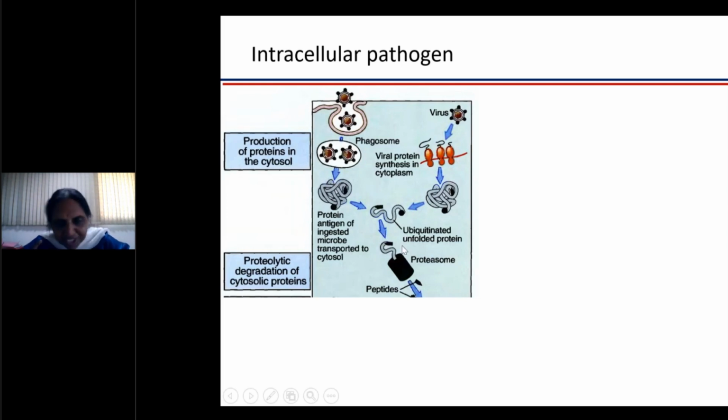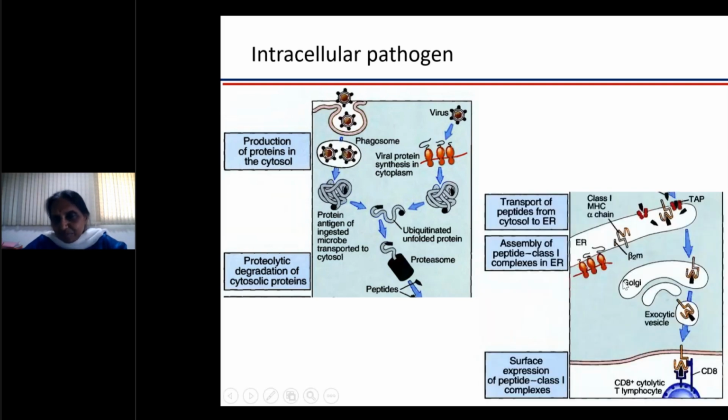And I showed you that on chromosome 6, you had one more gene, which was called what? LMP. So the LMP genes code for the proteins which make the proteasome. So if you see here, this proteasome in the cytosol will chop up this protein into small peptides. Now these peptides need to be put on the HLA. How will these peptides be put onto the top of the HLA? So HLA is also getting synthesized inside the cell. It's a protein, so it is synthesized on the endoplasmic reticulum.